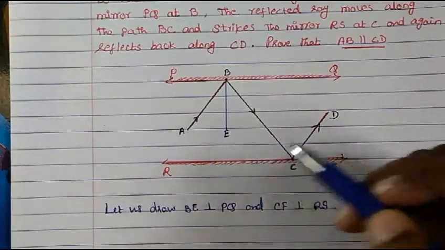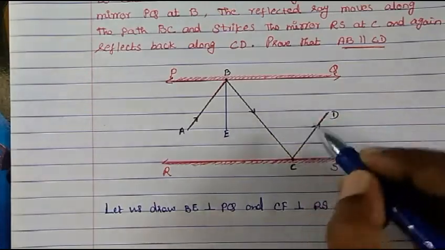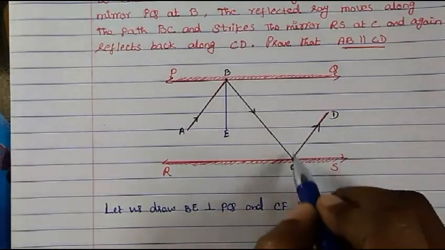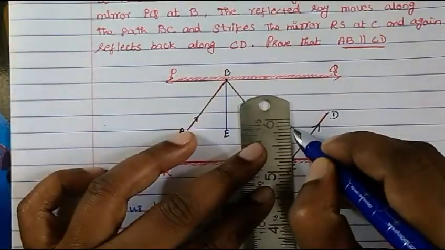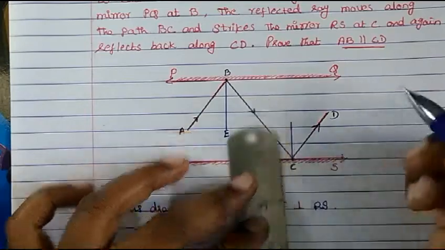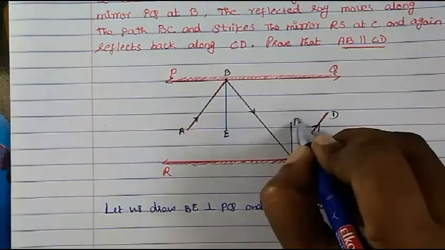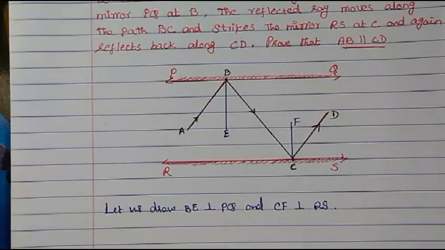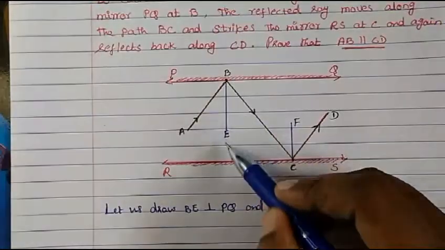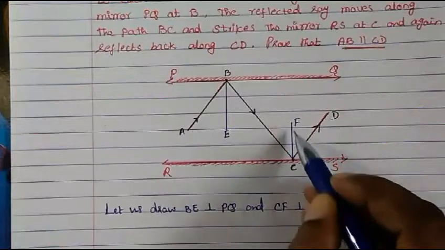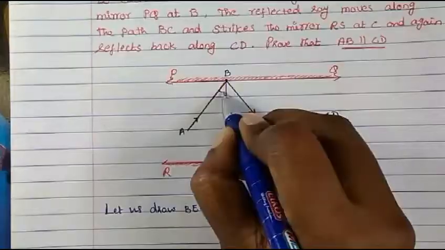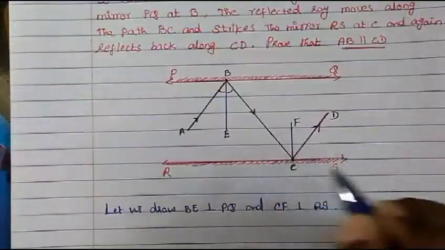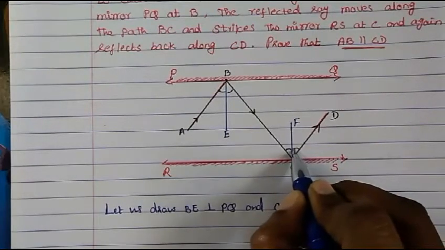Same way, from C we draw a perpendicular to RS. RS is straight and when we draw the perpendicular line it becomes perpendicular to RS. This is F. So we have drawn BE perpendicular to PQ and CF perpendicular to RS. Now when you draw these, some angles are formed here, here, and here also.